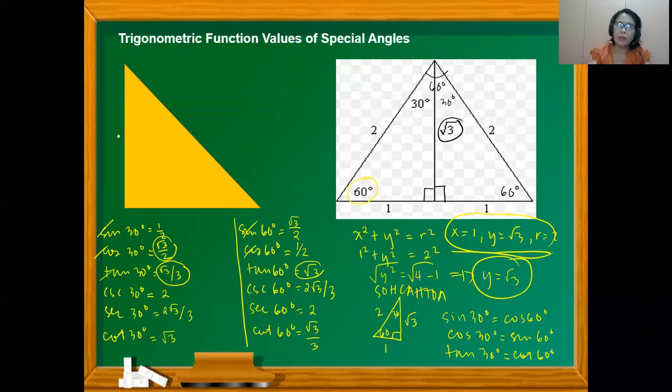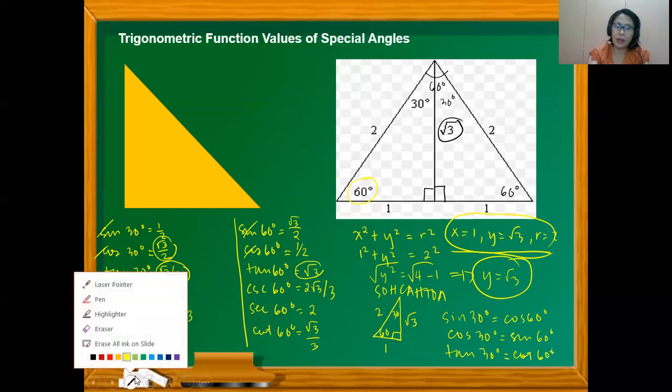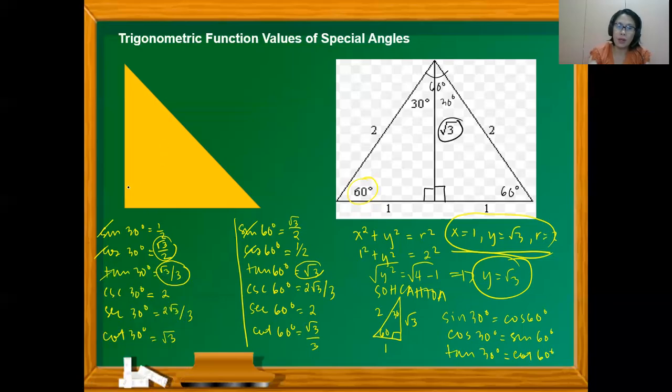Now, let's consider another right triangle. This time, it is an isosceles triangle with two equal legs. If we assign these congruent legs equal to 1 unit, the longest side is square root of 2. This comes, again, from x squared plus y squared equals r squared, from the Pythagorean formula.